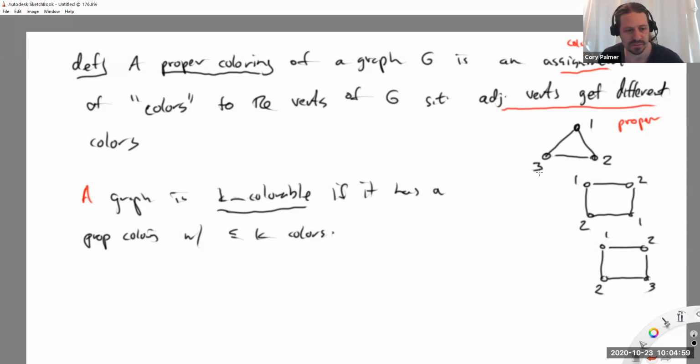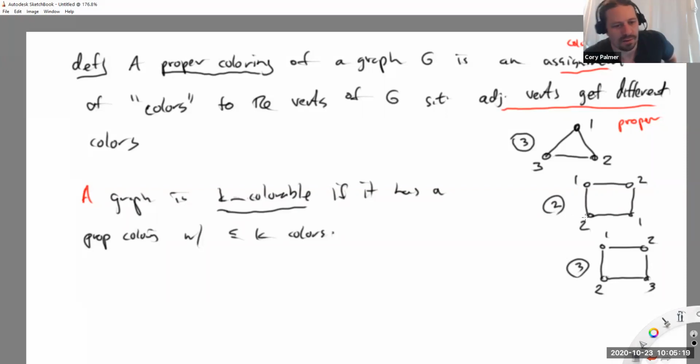So if we look at these examples here, once I draw in evidence something using colors, this is definitely 3-colorable because I've produced one with 3 colors. This is 2-colorable. And this proves that it's 3-colorable, but once we knew it was 2-colorable, it already proved it was 3-colorable, right? So this didn't give us new information here.